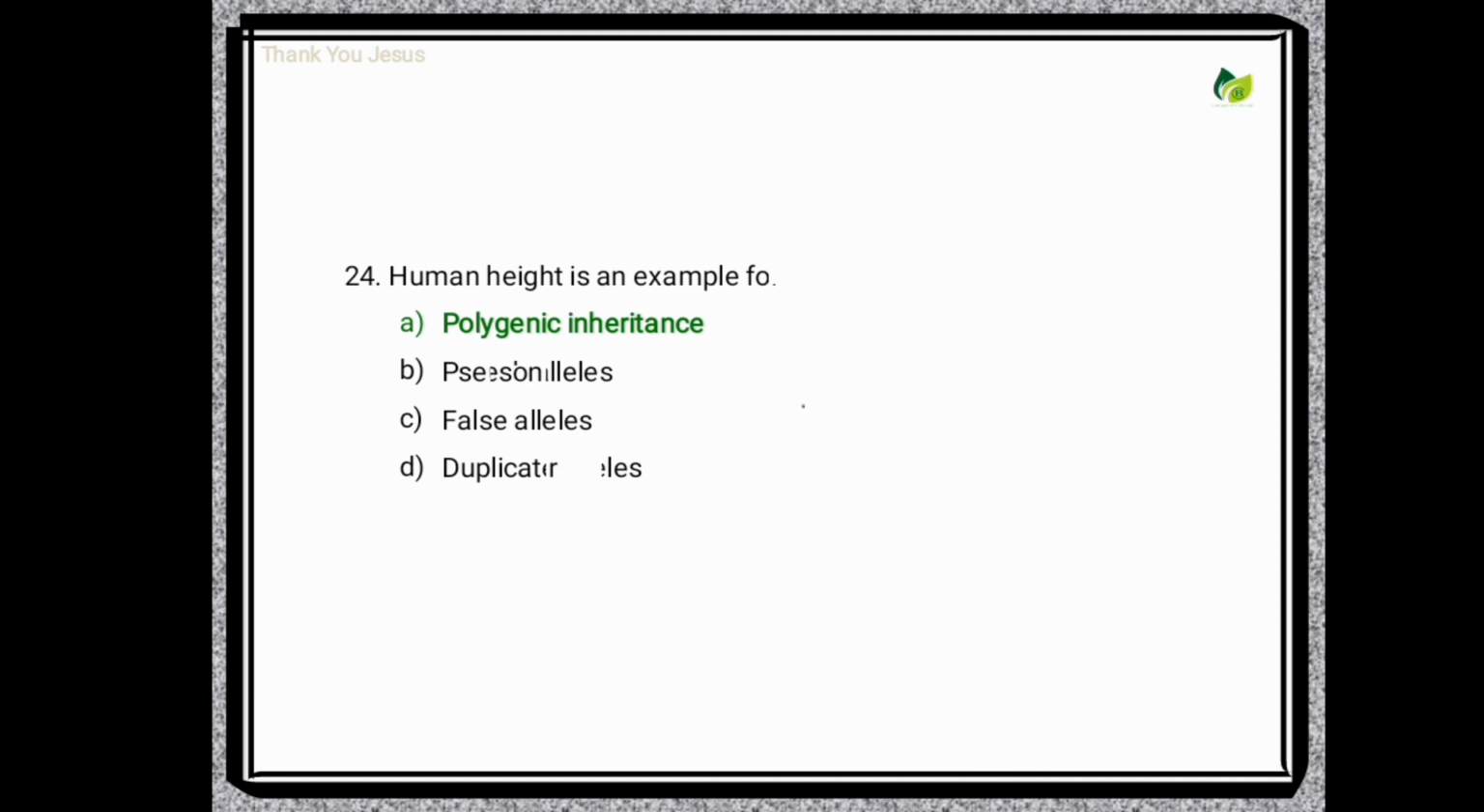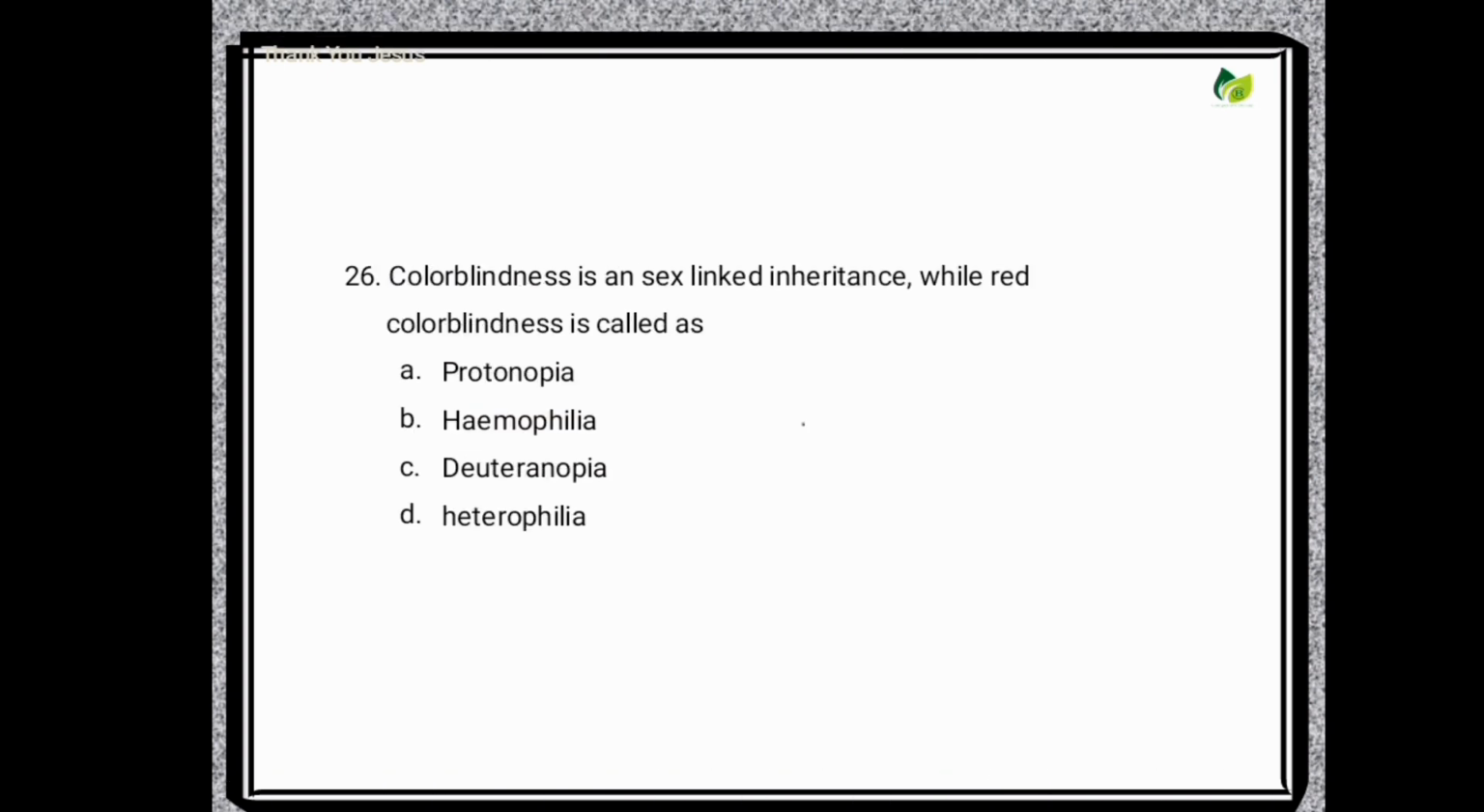So let's see the next question. The term gene was coined by: Mendel, Bateson, Johansen, Waldeyer. The correct answer is Johansen.